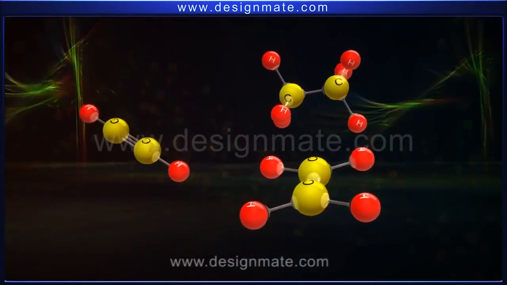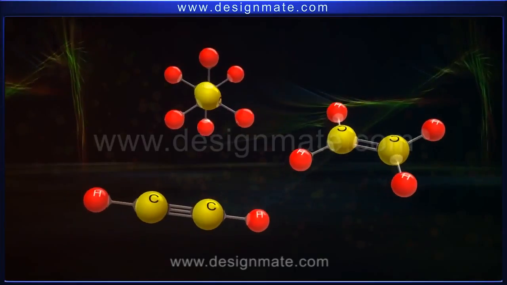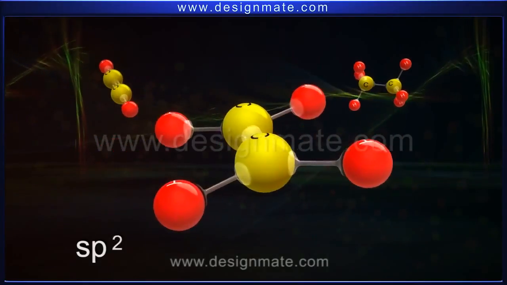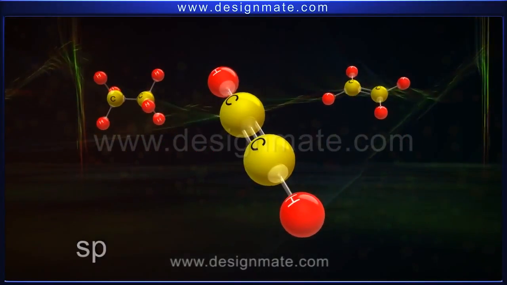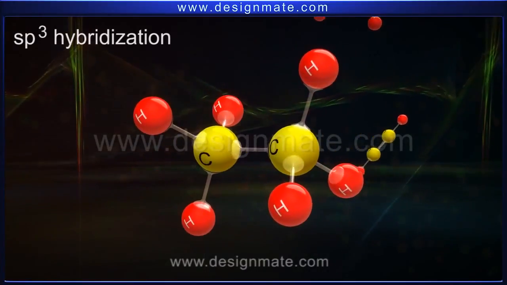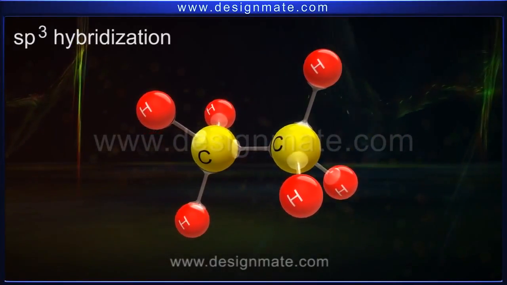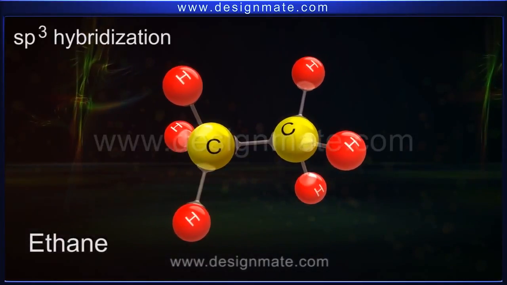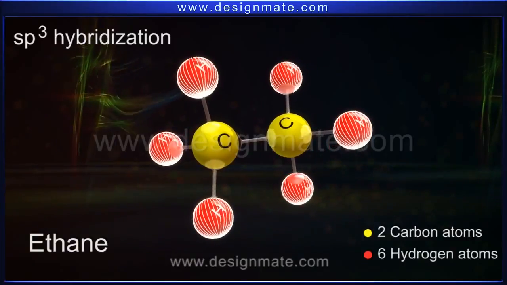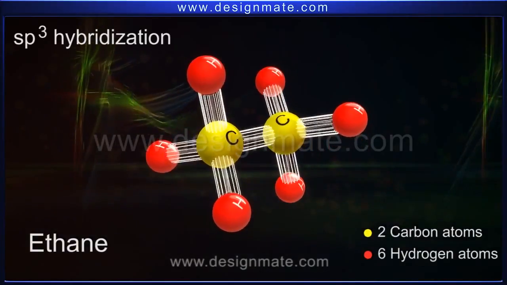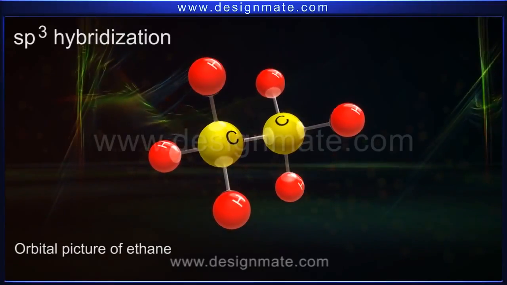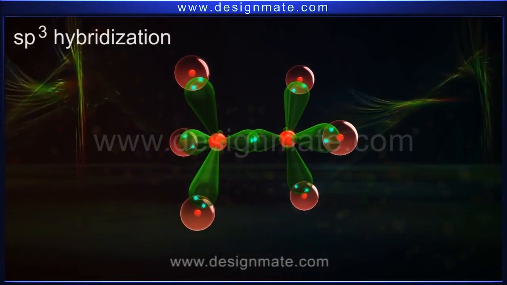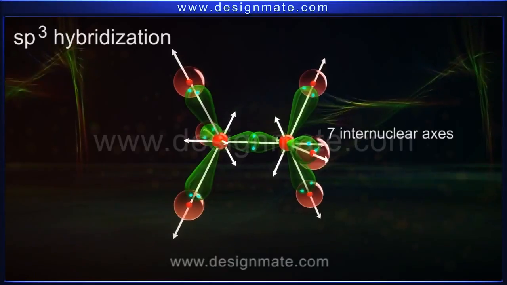In this topic, we will focus on the three different types of hybridization of carbon atoms: sp3, sp2, and sp. Let us start with sp3 hybridization of carbon and alkanes, taking ethane as an example. There are 2 carbon atoms and 6 hydrogen atoms joined by single bonds in this molecule. The orbital picture of ethane looks like this. We can thus visualize 7 internuclear axes between them.